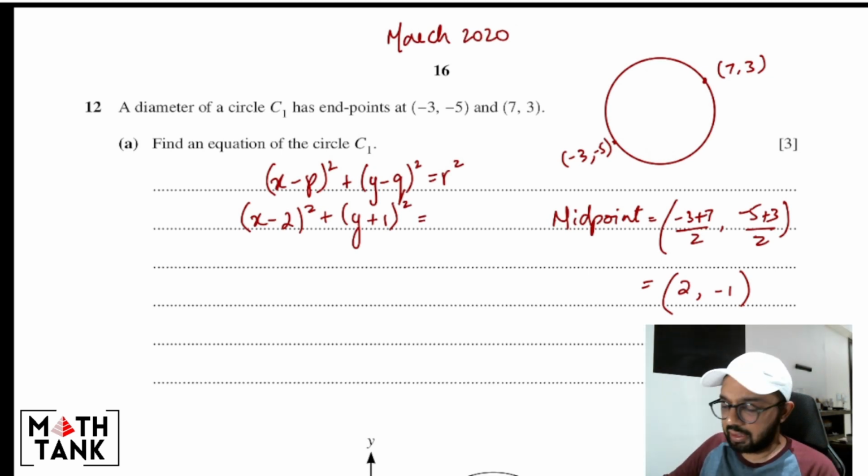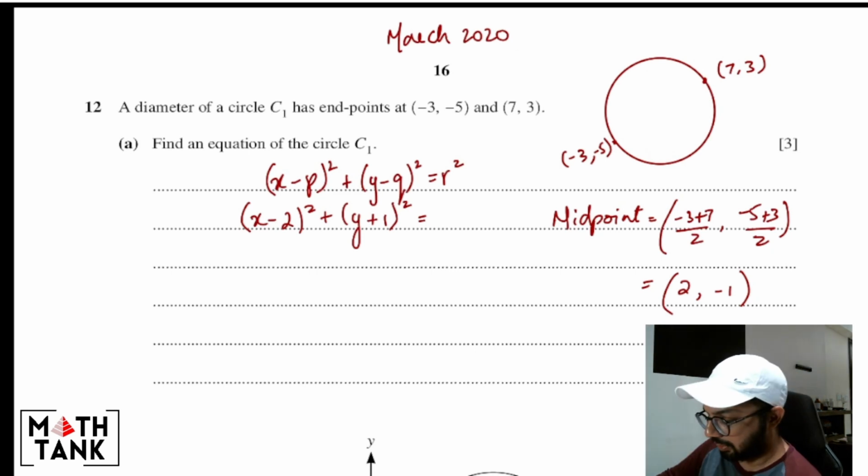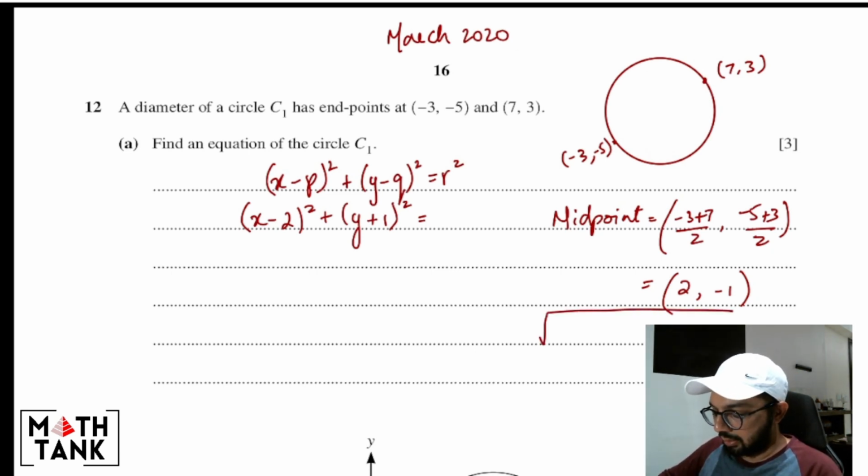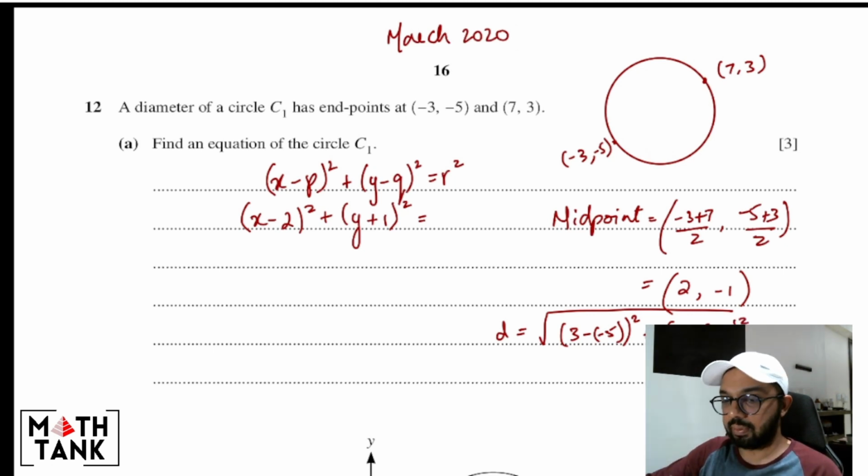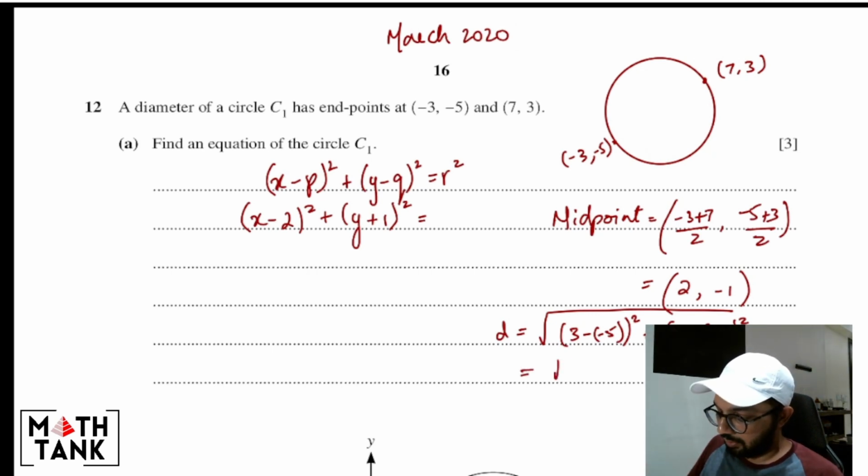Now for the radius, what I need to do is calculate the length of this diameter and then divide it by 2. So in order to calculate the length, I'm going to apply the length formula. That's d equals root of 3 minus minus 5 whole square plus 7 minus minus 3 whole square, and that should give me 8 square plus 10 square. That gives me root of 164. Root of 164 and then divided by 2.